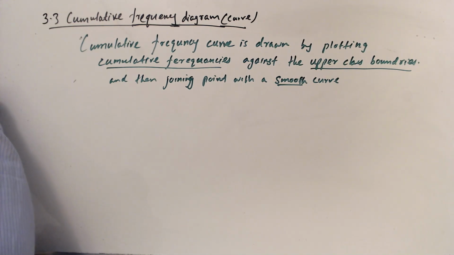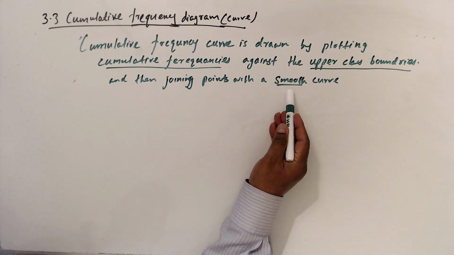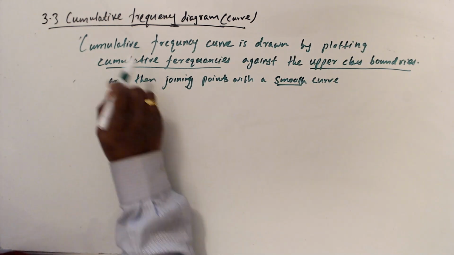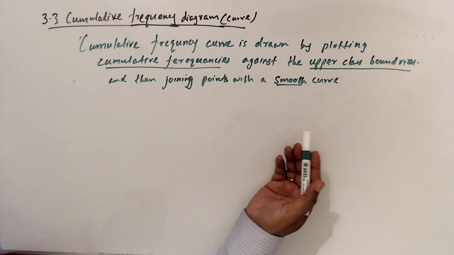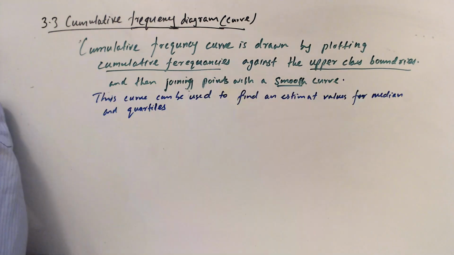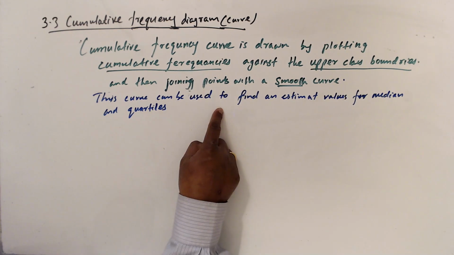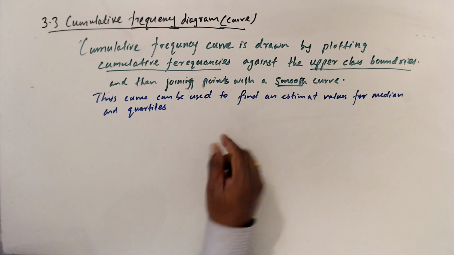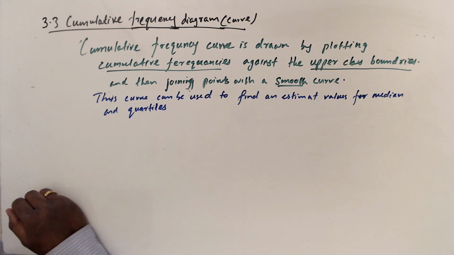We'll discuss an example now. If we join the points with straight lines, then it's going to be a polygon, a frequency polygon. Now this is a frequency curve. The objective of this curve is to find and estimate values for the median and quartiles. So we are going to do that now.